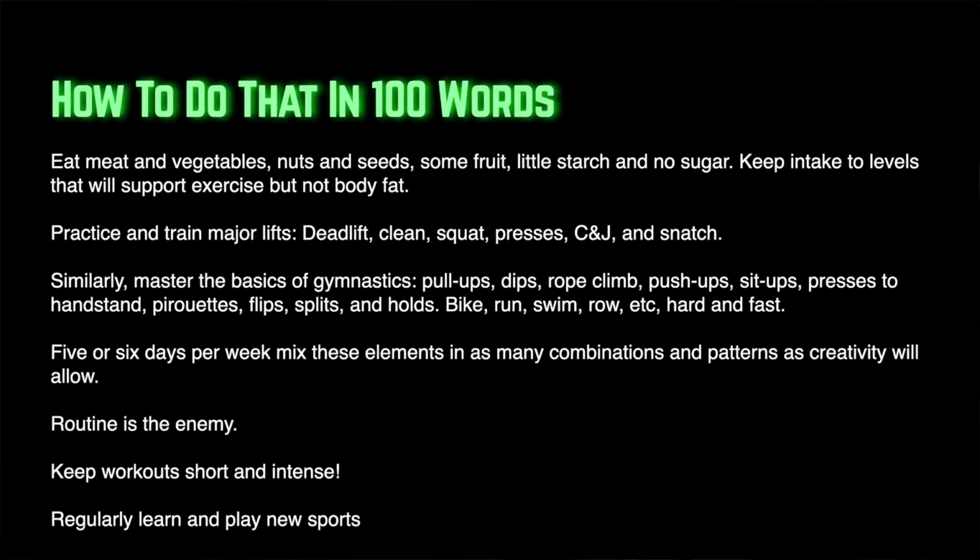Then, conditioning components. We want to bike, row, run, swim, hard and fast. So we get the most out of them. Again, it's a variety of conditioning things. Some will stimulate the lower body, some the upper body, etc. We want to mix them together creatively as much as we can. We want to try and do that 5 or 6 times a week so that we're making consistent progress.